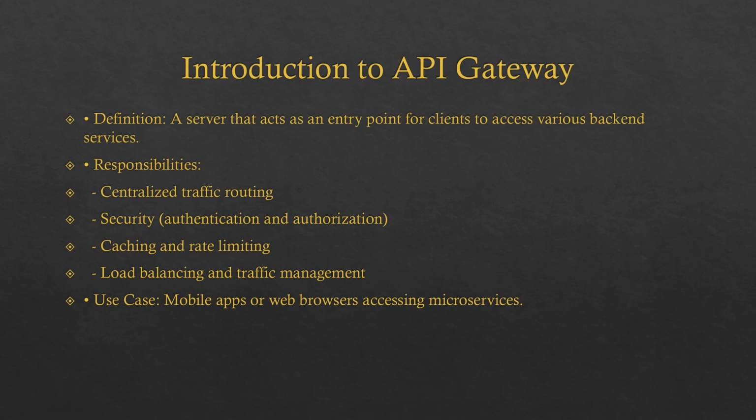An API gateway is a server that acts as an entry point for clients to access various backend services. It handles traffic routing, authentication, and other responsibilities such as caching and rate limiting. Think of it as a traffic controller managing how requests flow from external clients to the right services within our system.